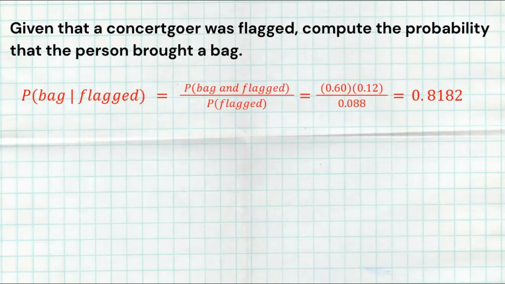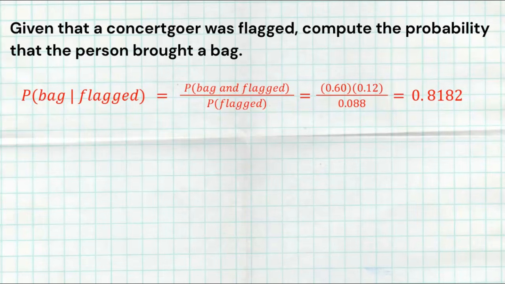So here is the work for that. As you can see, on top is that very specific branch. You have a bag and you got flagged. Again, a lot of kids will just want to put 0.12 there because they read in the problem, 12% chance you get flagged if you have a bag. But what you have to understand is that 12% condition cannot happen unless the 60% happens first. So we have to have 0.6 times 0.12.